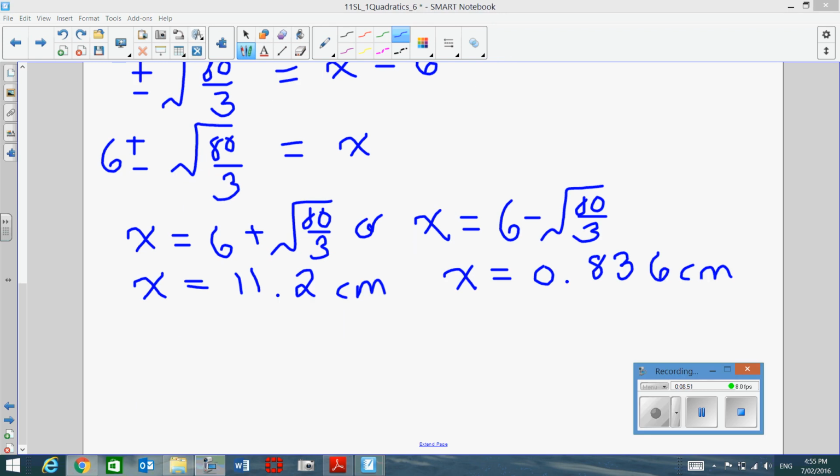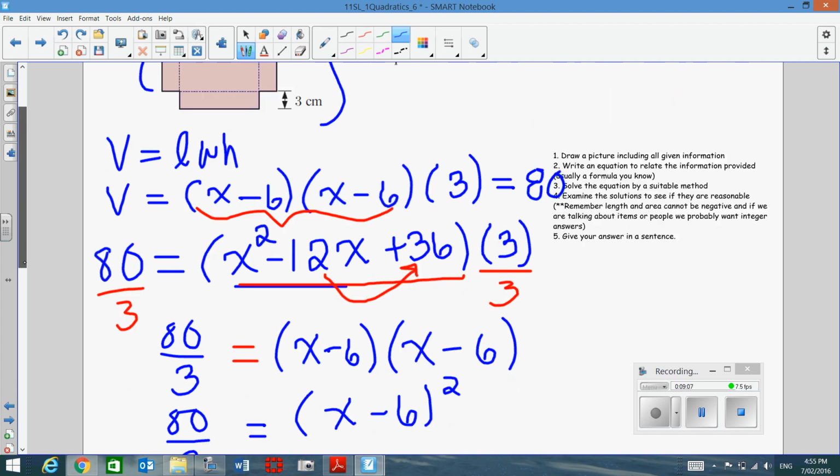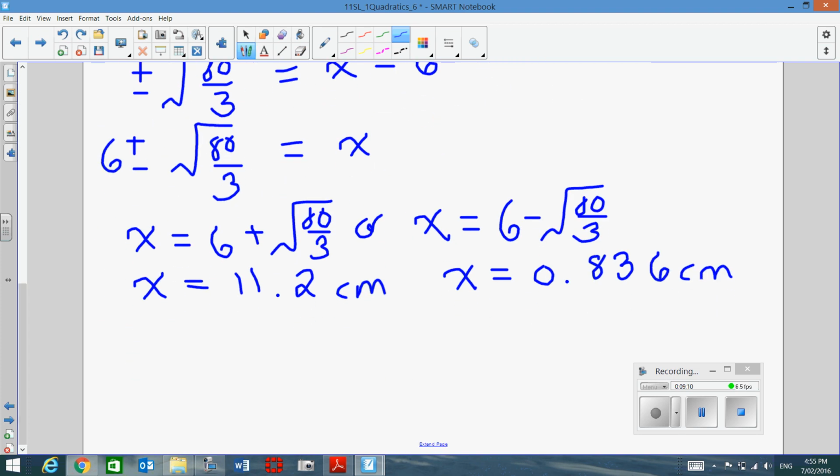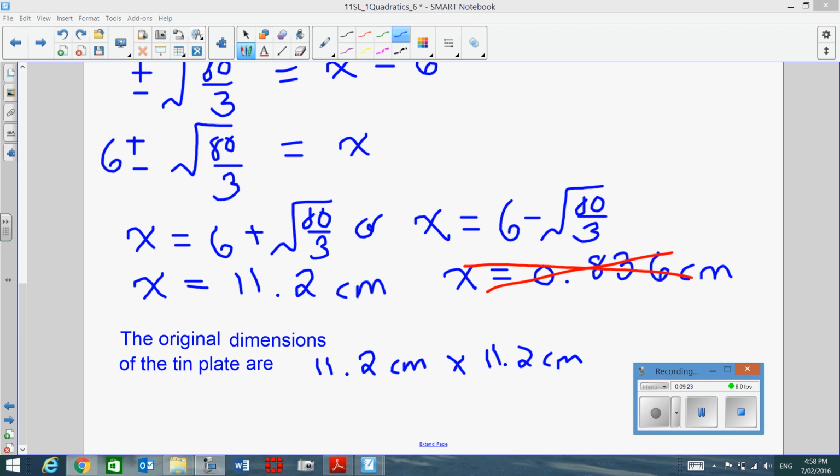When you're considering your 2 answers, we can't always just go on whether they're negative or positive when we're talking about length. If one side were 0.836 centimeters, remember we cut out 3 centimeters from each corner, so that would not work. We need something that's bigger than at least 6, right? Because we cut out 6. So 11.2 is the answer that we go with for this question. So let's write up our sentence. The original dimensions of that tin plate were 11.2 centimeters by 11.2 centimeters, since it said it was a square.